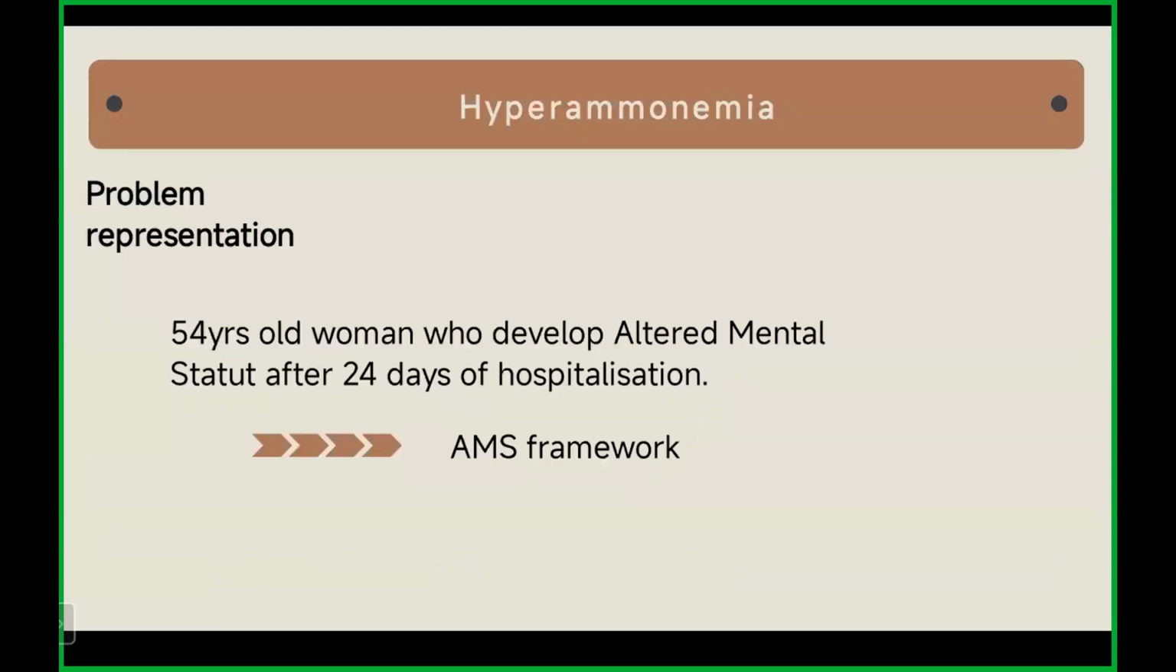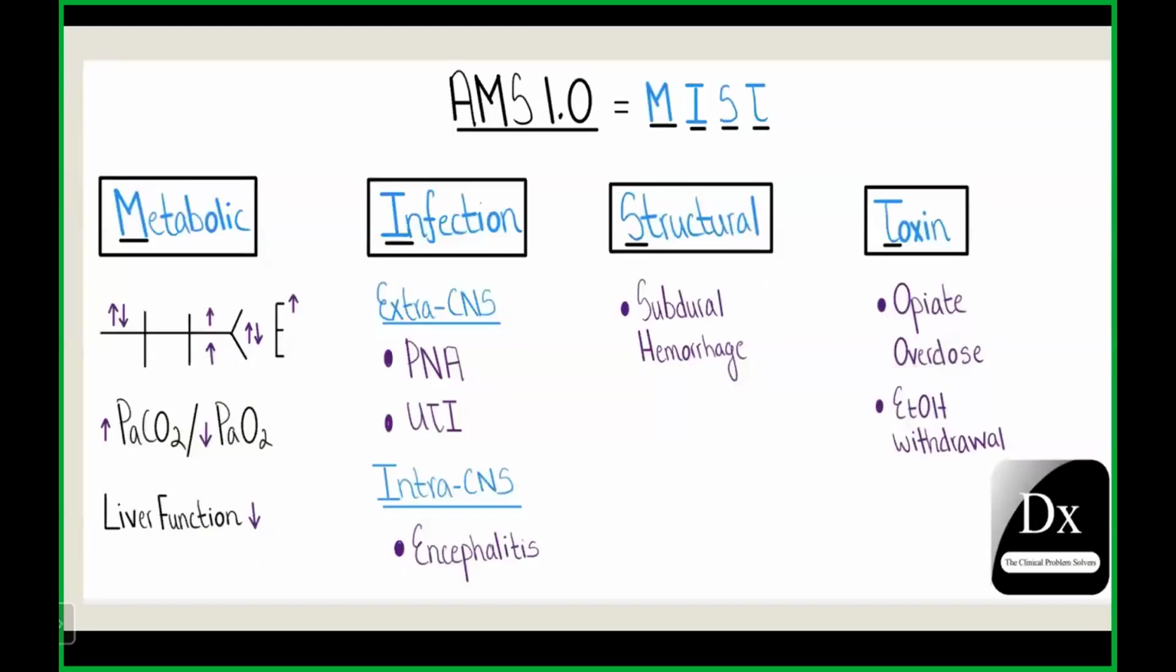So our discussion started with a 54-year-old woman who developed altered mental status after 24 days of hospitalization. On our CPS website, we have a framework for altered mental status, the MIST mnemonic, which stands for metabolic, infection, structural, and toxin. Metabolic causes usually involve an increase in carbon dioxide or a decrease in oxygen, and also bad liver function. Infection causes are divided into extra-CNS or intra-CNS. Structural causes usually include subdural hemorrhage, and toxins include opiate overdose or alcohol withdrawal.